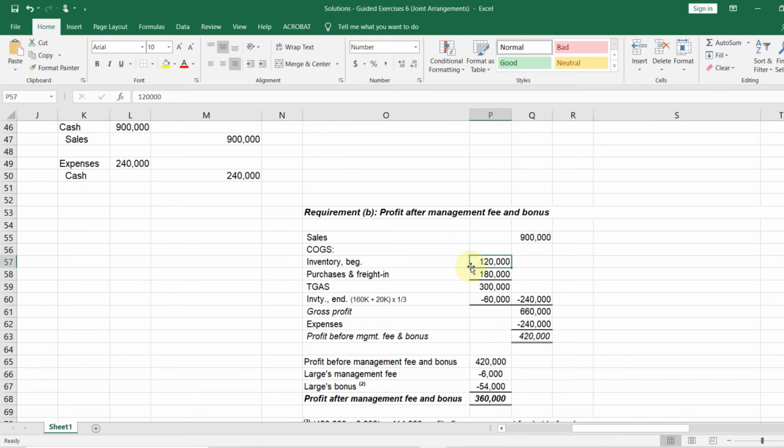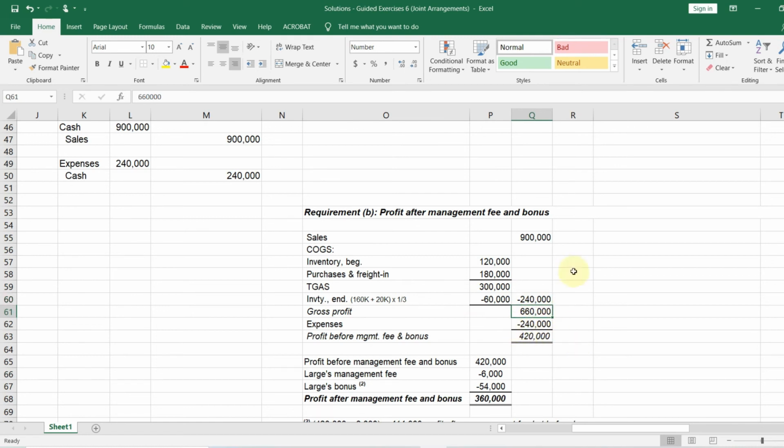Okay? Yung kinontribute na inventory, we have 120,000. Plus, bumili ng purchases. Bumili ng inventory plus yung freight in niya, 180,000. Total goods available for sale, 300,000. And then, less mo yung ending inventory na na-compute natin kanina. That's actually 1/3 of the purchases. Okay, so 160 plus 20 times 1/3. You'll get COGS of 240,000.